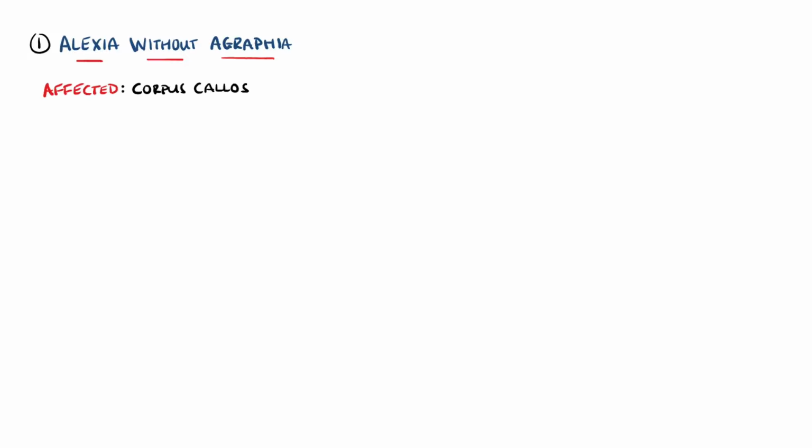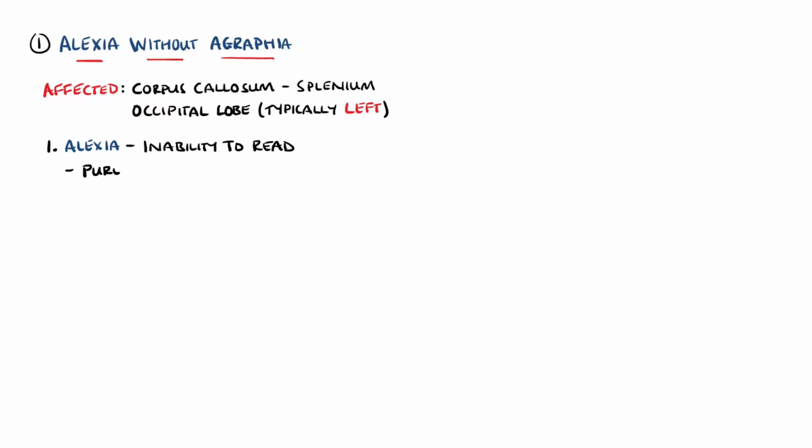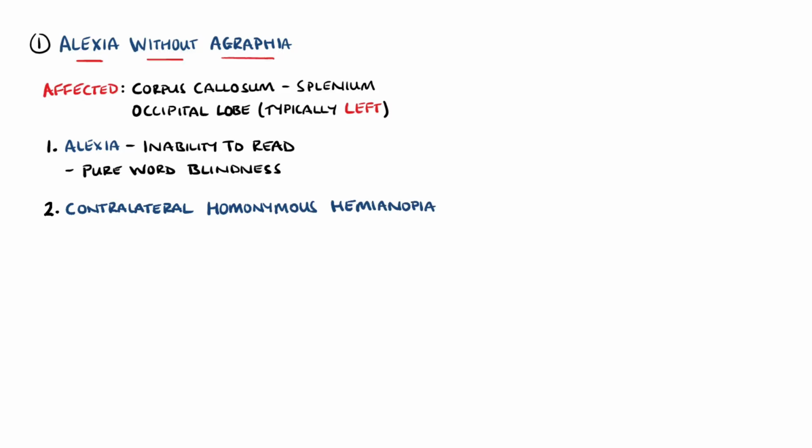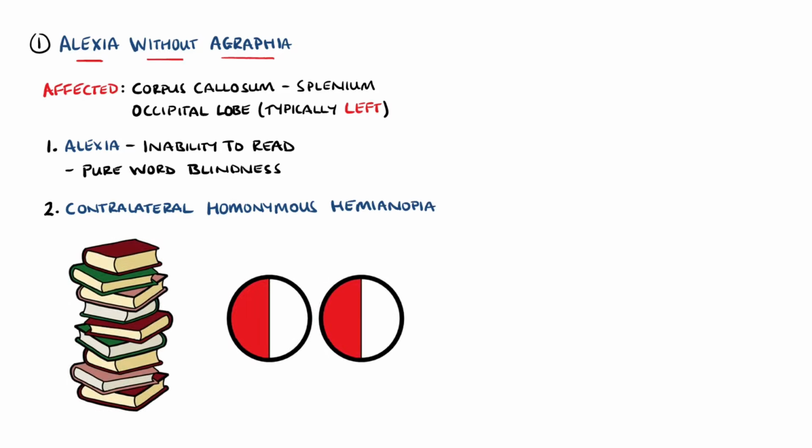Our first syndrome is Alexia without agraphia, which means the inability to read without the loss of writing. Here, the affected regions are the splenium of the corpus callosum and typically the left occipital lobe. The combination of these two areas being affected results in a pure word blindness, meaning that the patient is able to write but is not able to read. Due to the involvement of the left occipital lobe, contralateral homonymous hemianopia may also be present.